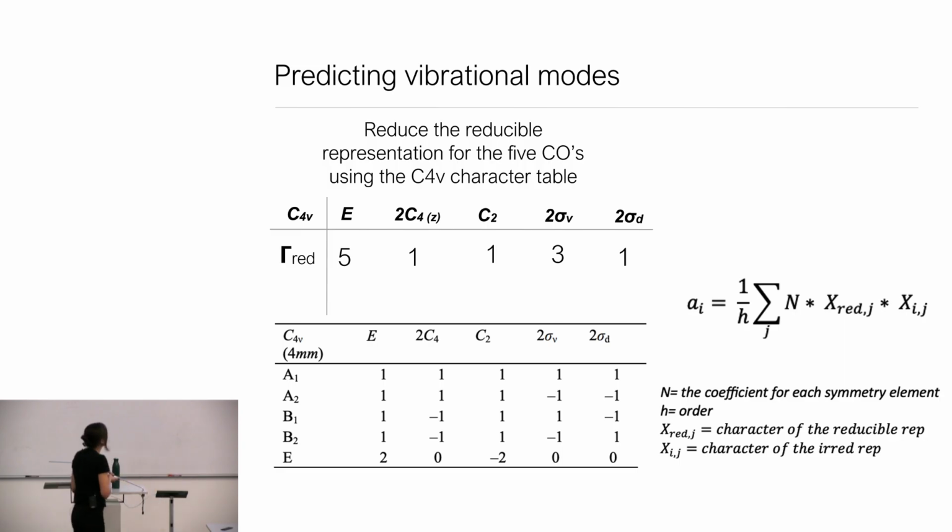Okay? And so there is a formula for this reduction. And so this a sub i is the number of times a given irreducible representation appears in a reducible representation. And so the formula breaks down as 1 over the order of the point group times the coefficient for each symmetry element. And so by that I mean 1 for E, 2 for C4, 1 for C2, 2 for sigma v, and 2 for sigma d. Don't forget these.